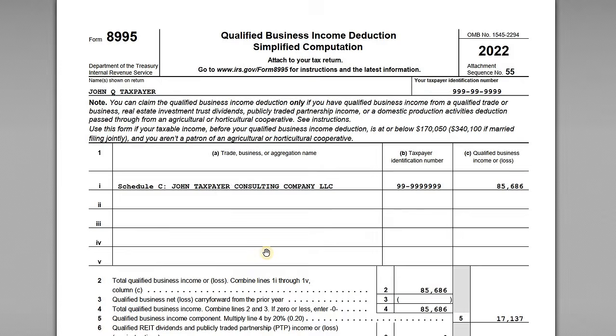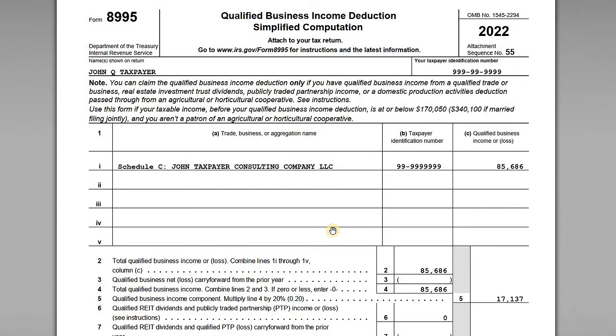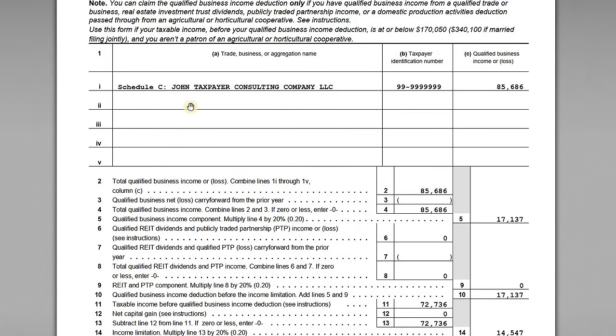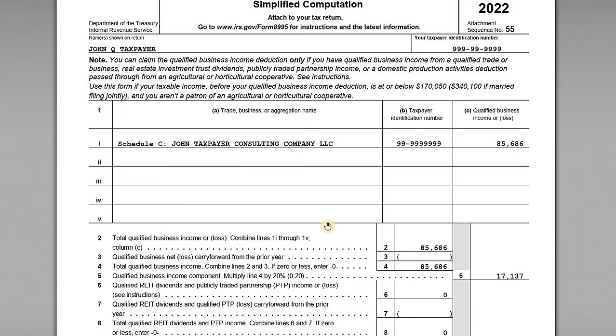So John's starting point when he looks at the 8995 is to fill out, well, what's my qualified business income or loss coming through from each activity? So in this case, John only has one line item, right? He doesn't have any other investments in PTPs or REITs or other flow-through entities. So if he had other K-1s coming from S corps or partnerships, those could be listed here. If he had any REIT dividend or PTP investments, we would see those amounts reported down here in lines 6 and 7. We don't see any of that. So his scenario is relatively simple, right?